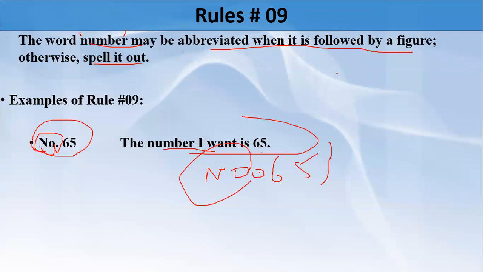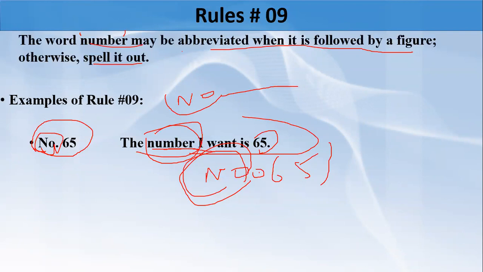But if I want to write number and it does not follow a number, it does not follow a figure, then I cannot write it abbreviated. If I write the number I want is 65 with the abbreviation, it would be wrong. I must go for the full form then. If it follows a figure, such as 65 in this case, then we may go for the abbreviated form. Otherwise, we have to write the full form in our writing.